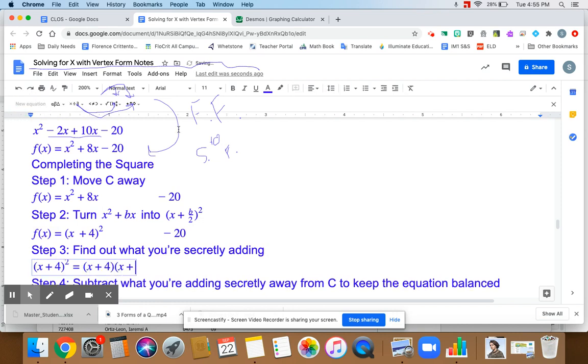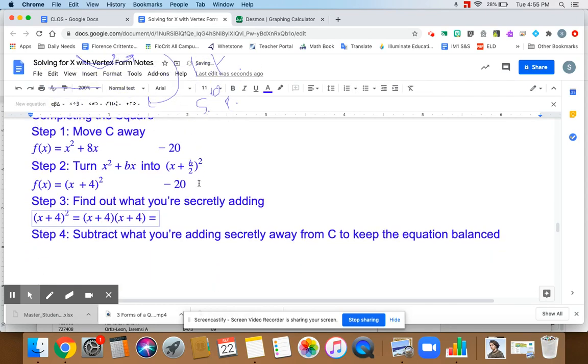Once you multiply it out, it's going to equal x times the x. The first x is going to be an x squared. X times that 4 is going to be a 4x. And this 4 times that x is another 4x. Then the 4 times the 4 is going to become 16. If I combine these two 4x's, I'll get 8x's. So the x squared is right here. The 8x's is right here. But what gets added is this plus 16. So I'm secretly adding 16.